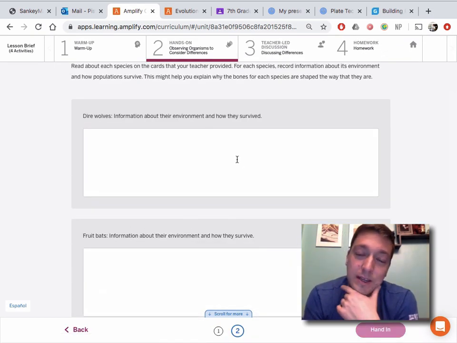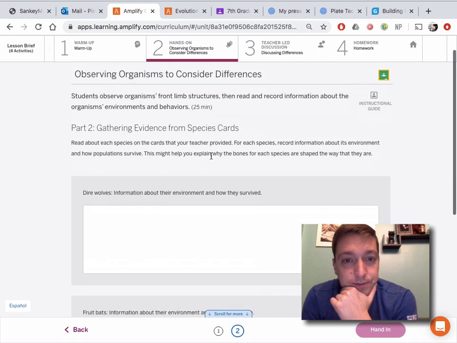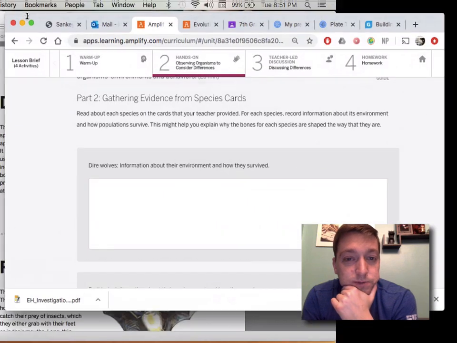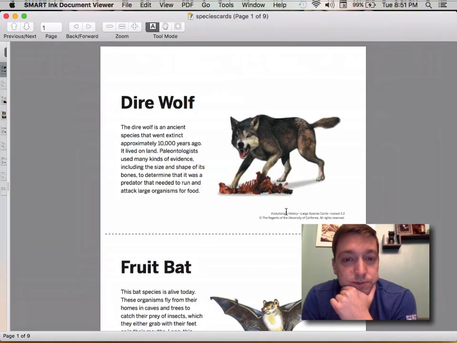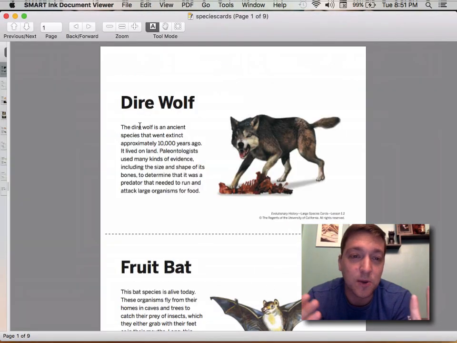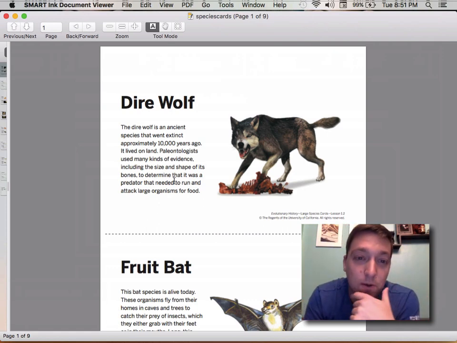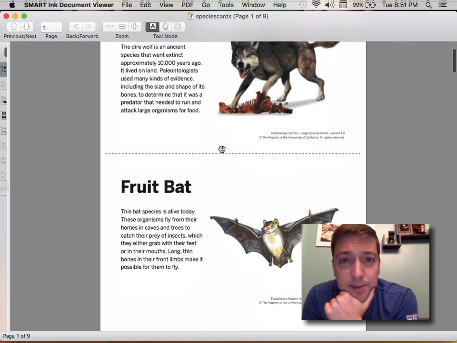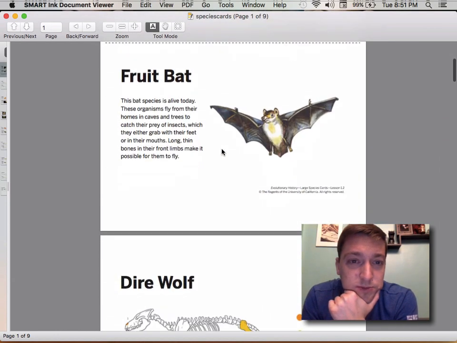Now we can quickly consider information about how they use these front limbs. So let's take a look. So the direwolf, it's a wolf. You know what a wolf is. So it's a predator that needs to run and attack large organisms for food. So not too different from the modern gray wolf. It's what you would expect, basically, except bigger.